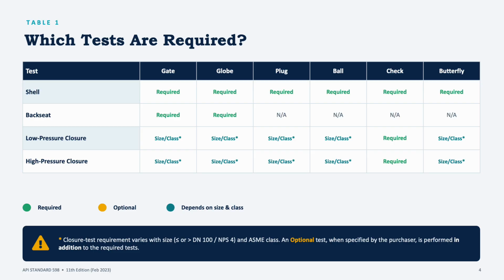is based on size and class, and for check valve the low pressure test is required. Butterfly is also based on size and class. High pressure closure for gate valve, globe valve, plug valve and ball valve is based on size and class. For the check valve it is also required, and butterfly also based on size and class.